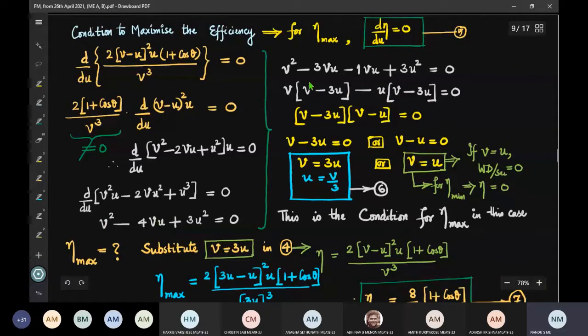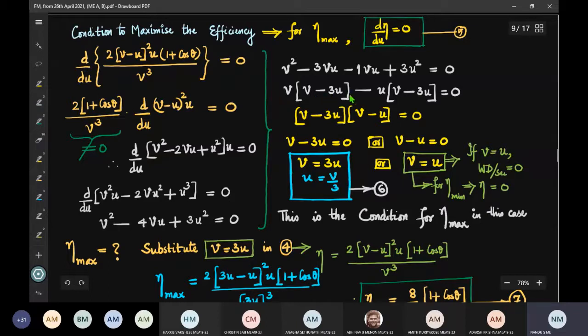middle term. 4vu can be written as minus 3vu and minus 1vu. So v square minus 3vu minus 1vu plus 3u square is equal to 0. And from the first two terms you take v common. You are familiar with this expression already. V into (v minus 3u). And from the third and fourth terms you can take minus u outside. So what will remain in the bracket will be v minus 3u. Remember, take care of this negative sign now.